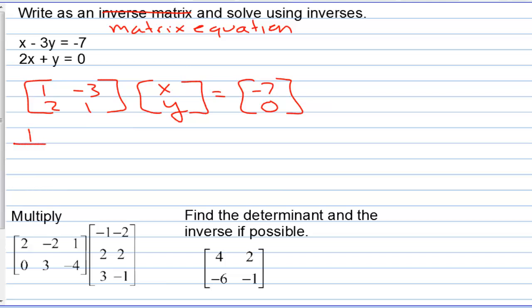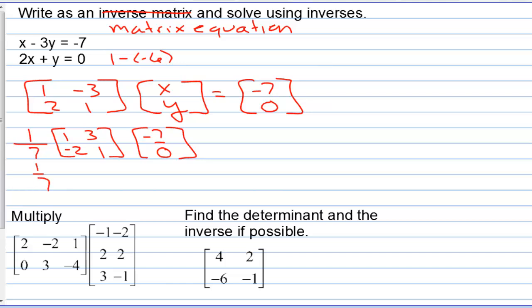We have 1 over the determinant, which is 1 minus negative 6, which is actually 7, times. Switch the 1 and the 1. And of course, they're the same value, but we did switch those. And then make the other diagonal opposite, 3, negative 2. And then times negative 7. Oop, not a fraction. Forget I wrote that.